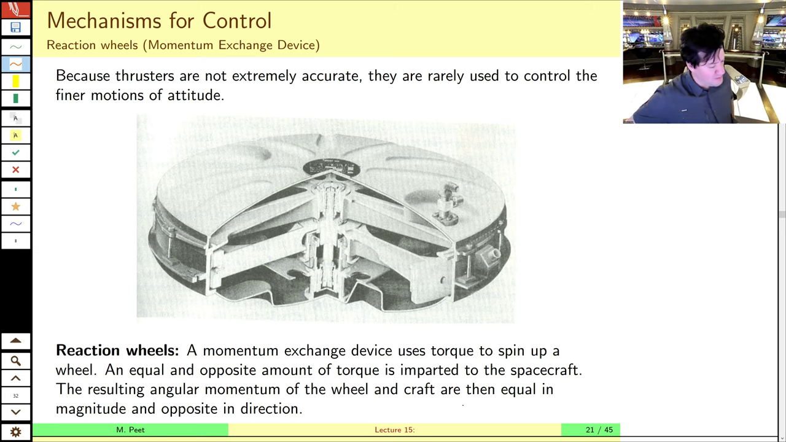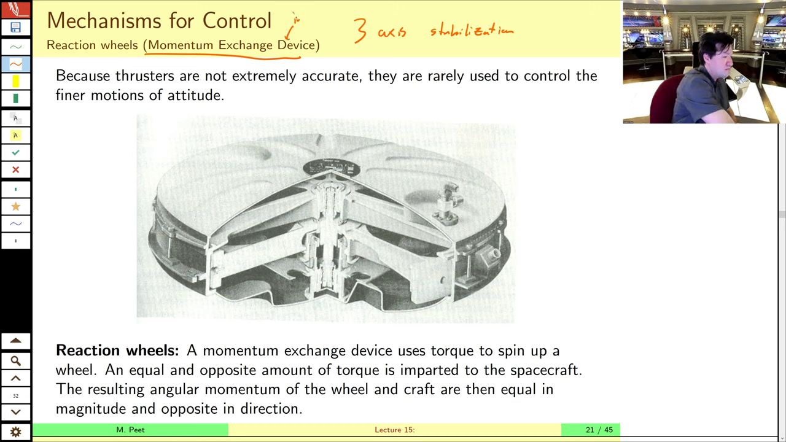Much more common or much more useful for on-orbit maintenance, like continuous control, maintaining that three-axis stabilization at all times, are reaction wheels. Momentum exchange devices, I see, is the general term. This includes CMGs, which we'll talk about next.